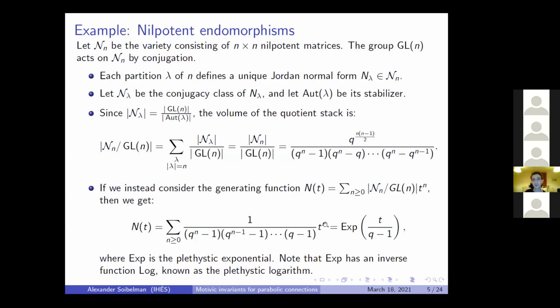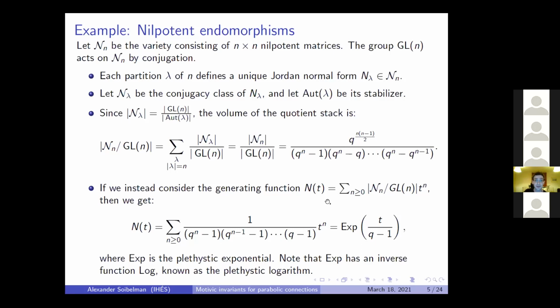And you can transform it into a more compact notation using something called the plethystic exponential. There's a general construction for this sort of combinatorial object, but if you haven't seen it before, you can take what's written down here as the definition, since it will show up later in some of the later computations. Just to note, this plethystic exponential also has an inverse, the plethystic logarithm, and that's also going to show up. So just to warn you ahead of time.